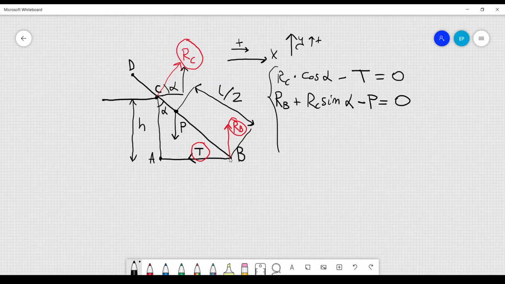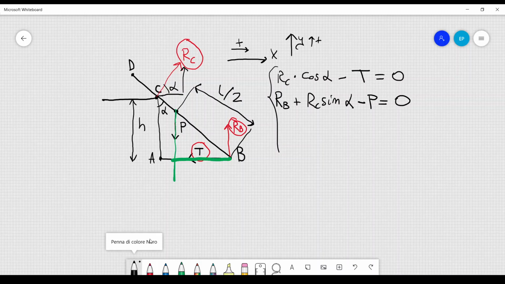And finally, the equation of moments. We can calculate moments with respect to the point B. In order to calculate moments, in this case, we can do it very easily like this. For example, let's take P. We are interested in the distance of this line to the point B. So we have to calculate this distance here and multiply the distance by P.